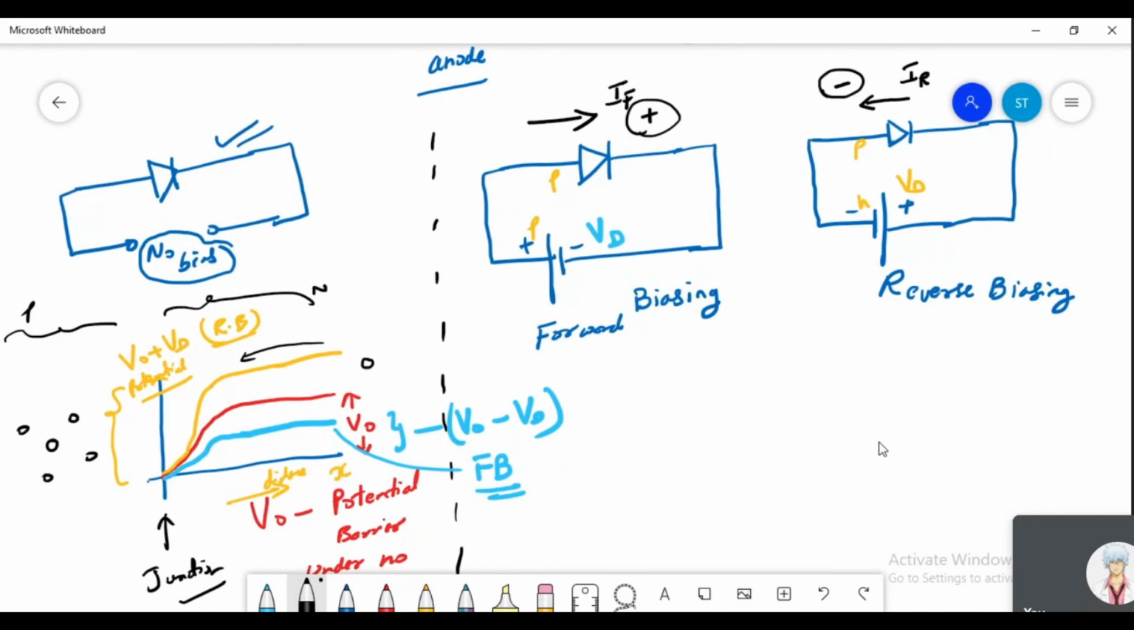So I'm again repeating, the direction of the flow of the current under forward biasing is designated a positive sign, and the direction of the flow of current in the reverse biased condition is represented by a negative sign.